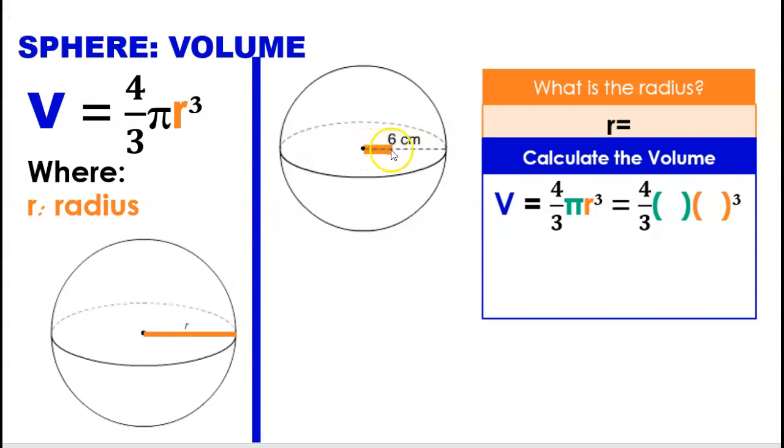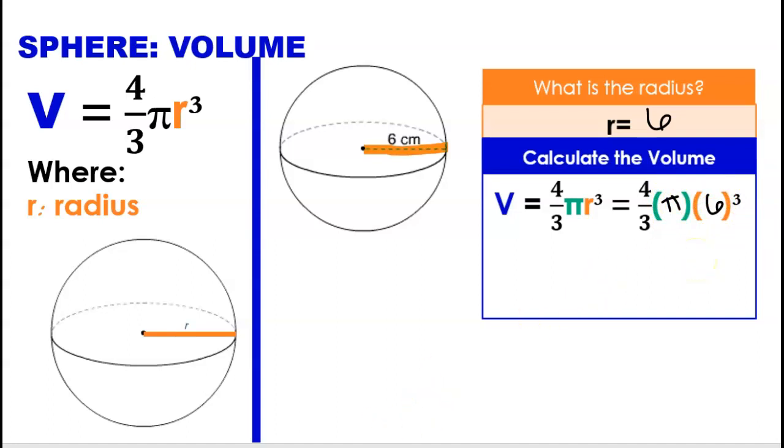So let's see here. First, we just need to know the radius from our problem. And I talk about this a lot in class. How could they possibly trick us on these? Well, they could give you your diameter instead of your radius. And remember, to find the radius, we just divide the diameter by 2, okay? So for this problem here, the radius is 6. So it'll be 4/3 times pi times 6 cubed, okay?